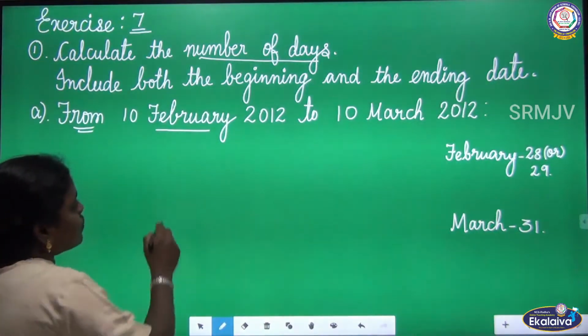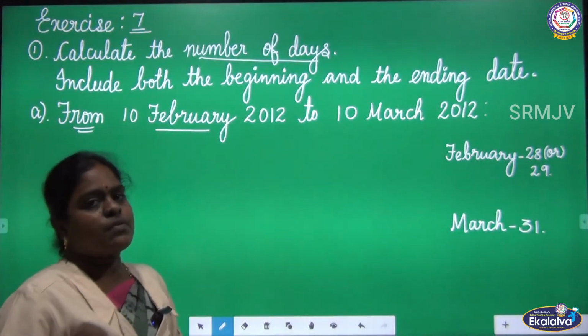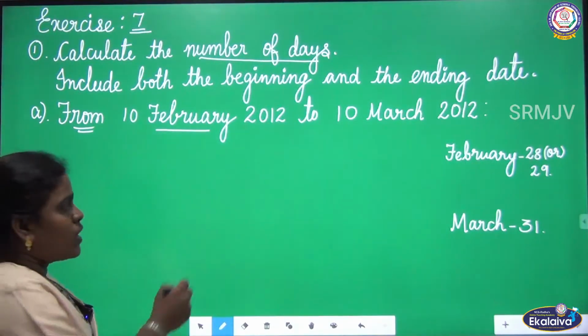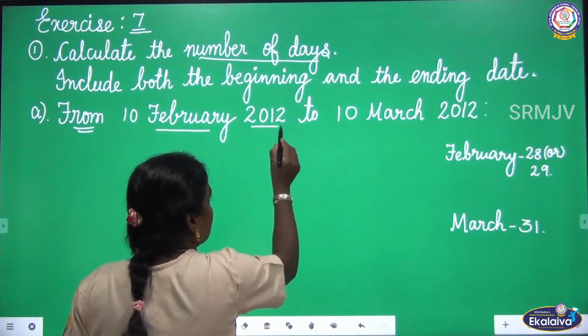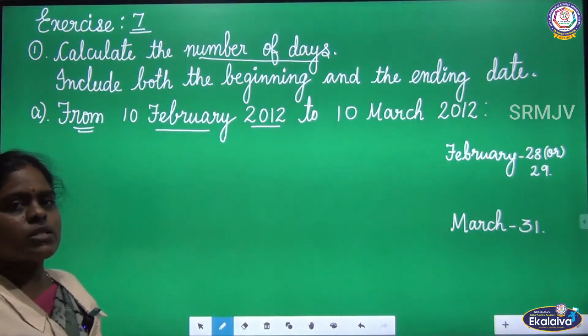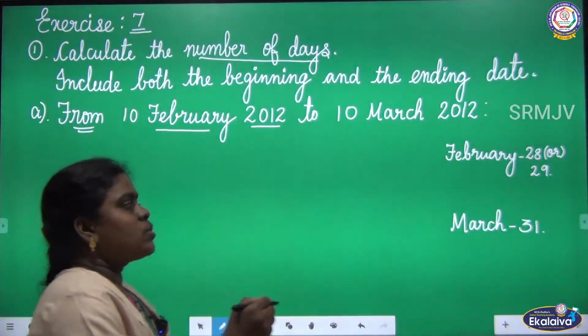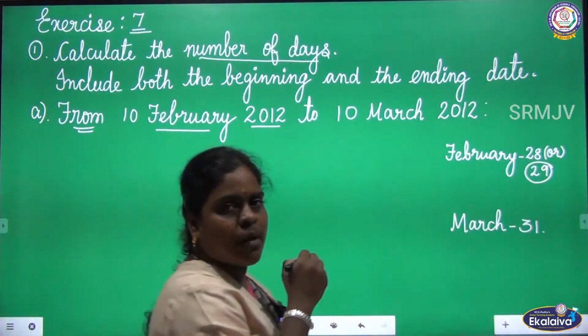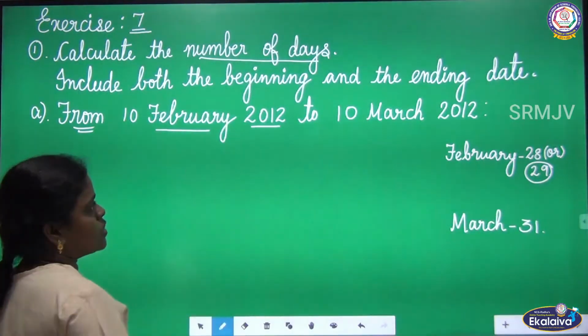Here the month February is given. So first we want to find out the number of days in February. Here the year 2012 is given. 2012 is a leap year. So we will have 29 days in the February month of the year 2012.